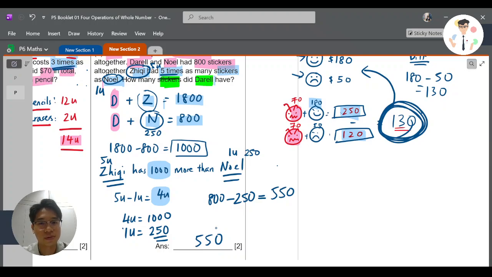That's it. Okay, simple. Again, this is actually something very common in PSLE. These are the word problems that you'll be seeing in your PSLE.